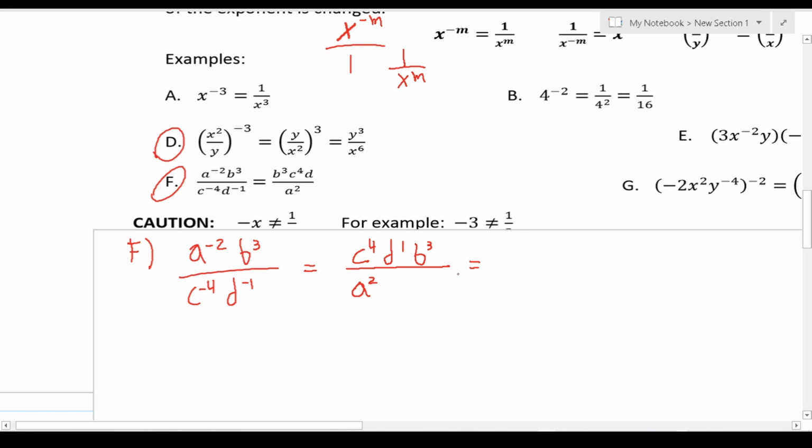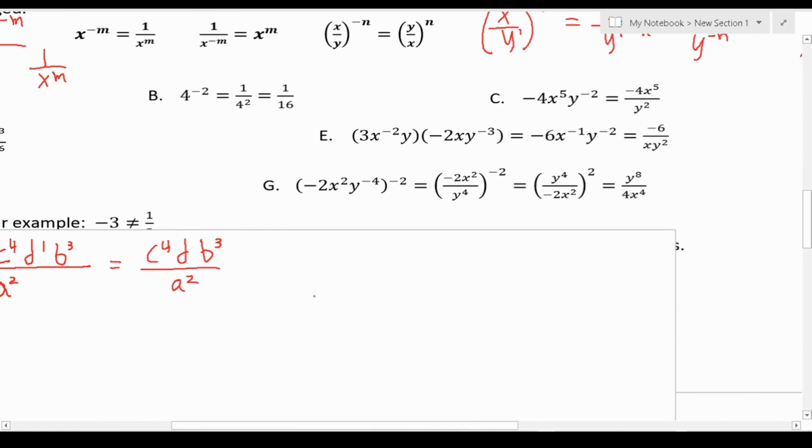And now let's clean this up. Again, we have C to the 4th, D. Again, D to the 1st is just D, so we're going to drop that one exponent in our simplified answer. B to the 3rd over A squared. Okay, so that's all there is to this one. And they order these B, C, D. It makes no difference how you order those.